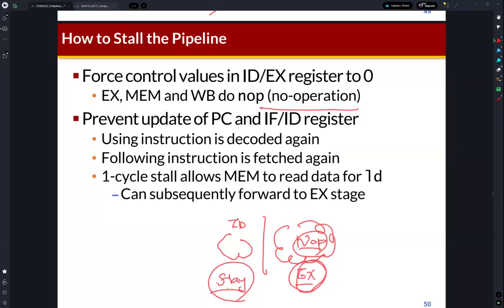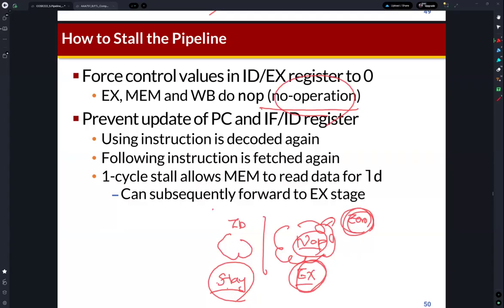And then simply we can just make all control signals 0, right? If all the control signals become 0, then it does nothing. The CPU does nothing. So we can make all control signals 0 in the EX stage.